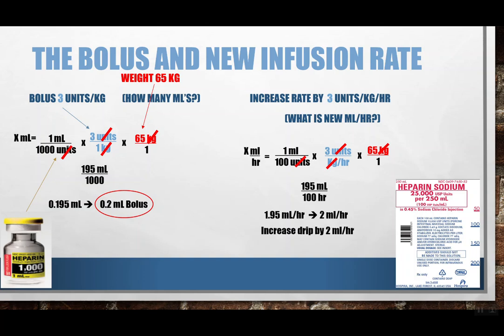Increase the drip by 2 mils per hour. The original rate was 11 mils per hour, so the new rate is 13 mils per hour. It is not 2 mils per hour. The new mils per hour is now 13 because we've increased it by 2.